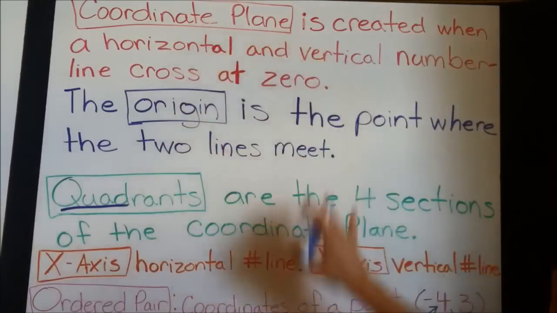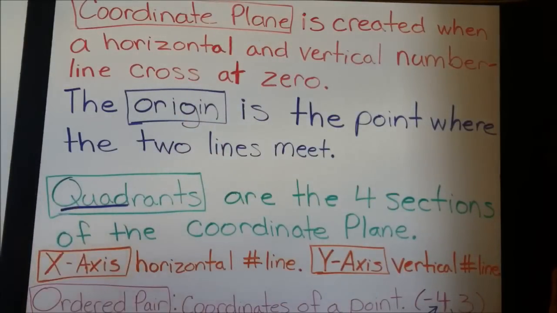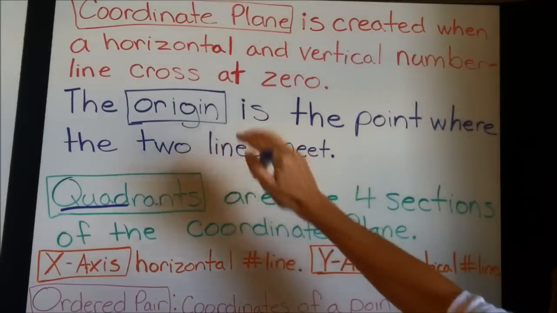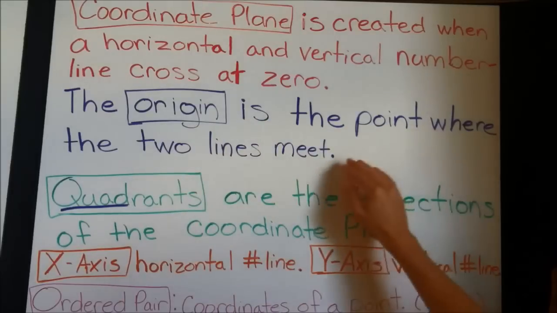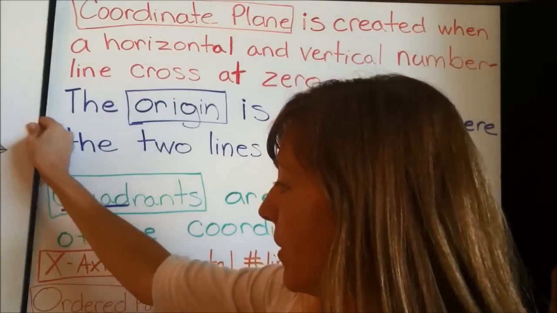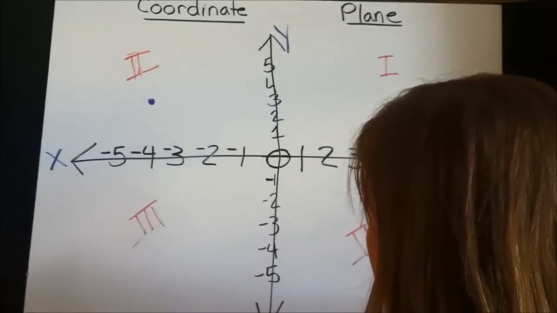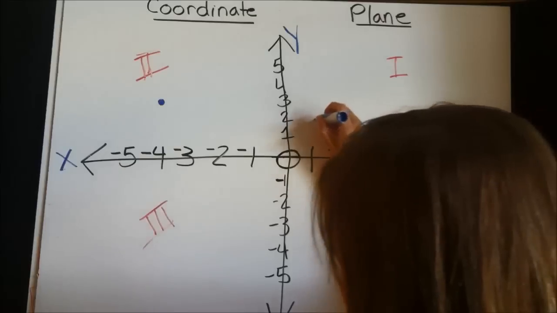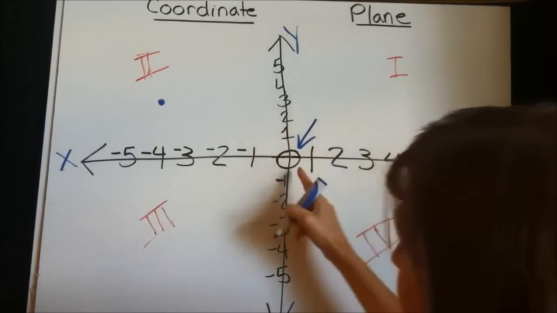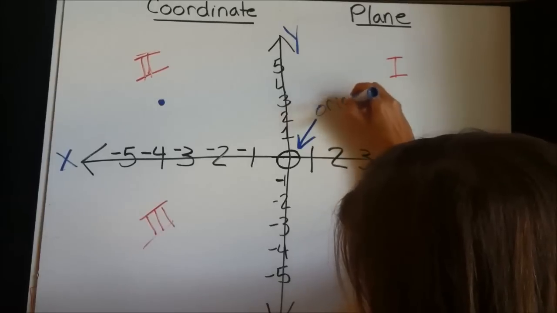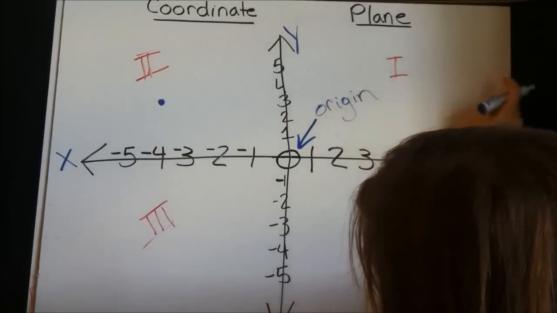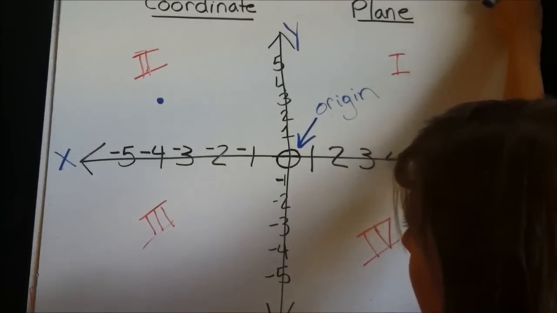Okay, here are some of the definitions of what we talked about earlier. A coordinate plane is created when a horizontal and a vertical number line cross at 0. The origin is the point where the 2 lines meet. So let's look at the point where the 2 lines meet. I'm pulling this one back, and I would label this. This is the point where they meet. They meet at point 0, 0. That's called the origin. That point right there is called the origin.